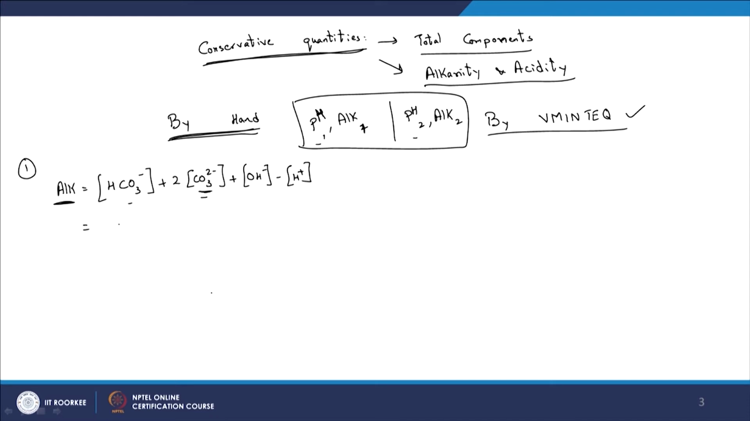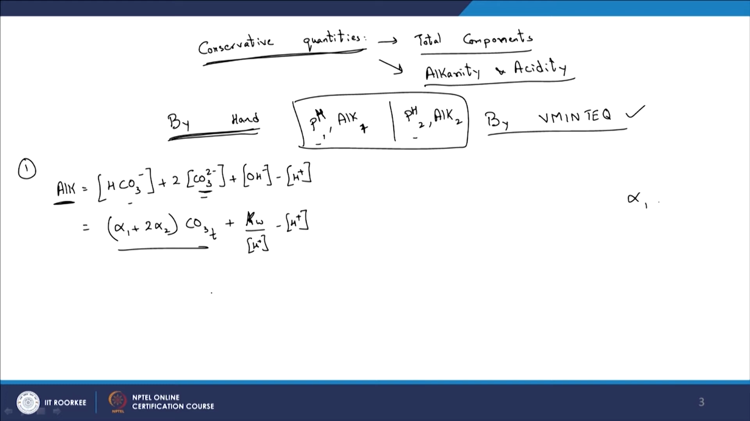and that's going to be equal to what now? Alpha 1 plus 2 times alpha 2 into CO3 total plus Kw, the water dissociation constant, divided by the concentration of H plus, minus the concentration of H plus. And how do we end up with this? Just a quick recap again.